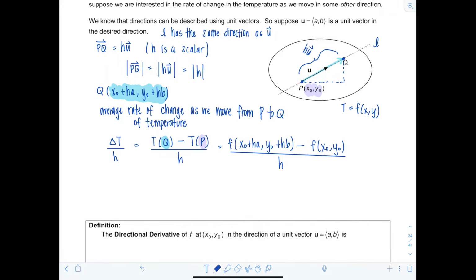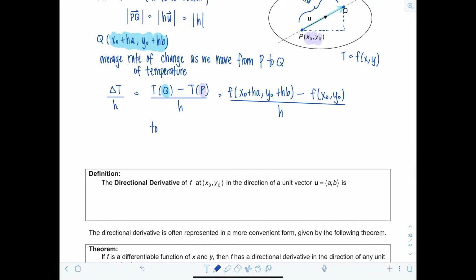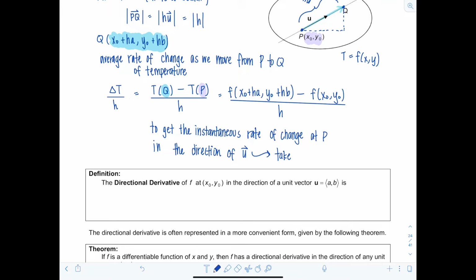Well, this is the average rate of change. To get the instantaneous rate of change, which would be our derivative, I need to do one more thing. To get the instantaneous rate of change at P in the direction of u, our unit vector, we would need to take the limit as h approaches 0 of this quantity. And now we have the definition for our directional derivative.